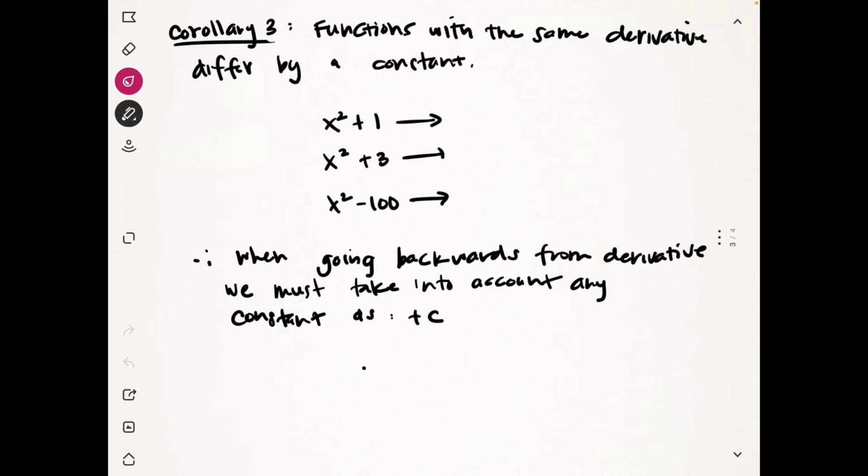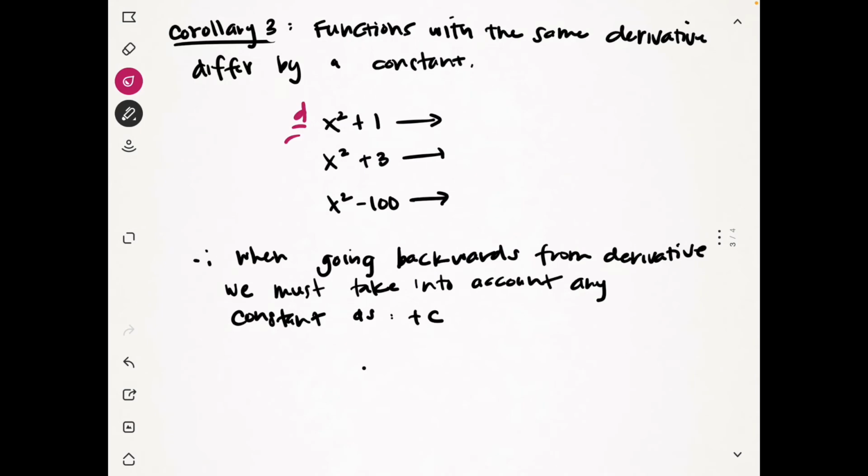Okay, what Corollary 3 says is functions with the same derivative differ by a constant. This is going to get super important in the second semester when we're talking about antiderivatives, which is the reverse of our derivatives. So there's a little note here that when going backwards from a derivative, we must take into account any constant as a plus c.